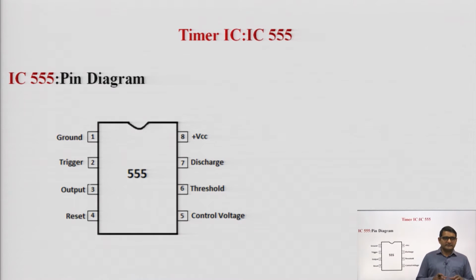Inside the IC we have an NPN transistor, so with the help of the NPN transistor we can discharge the external capacitor. Pin number 8 is used for the power supply, and pin 1 is used for ground. So all voltages can be calculated with respect to pin number 1, that is the ground.